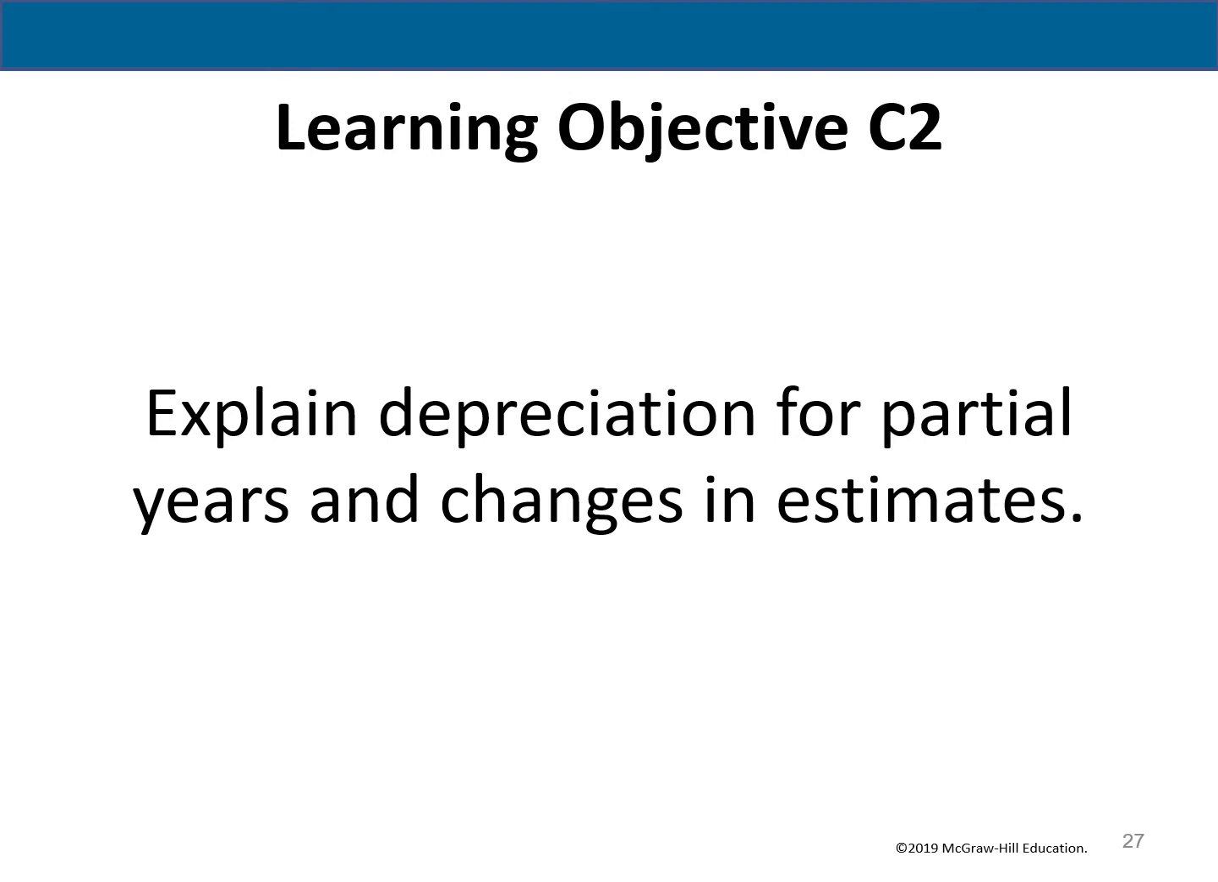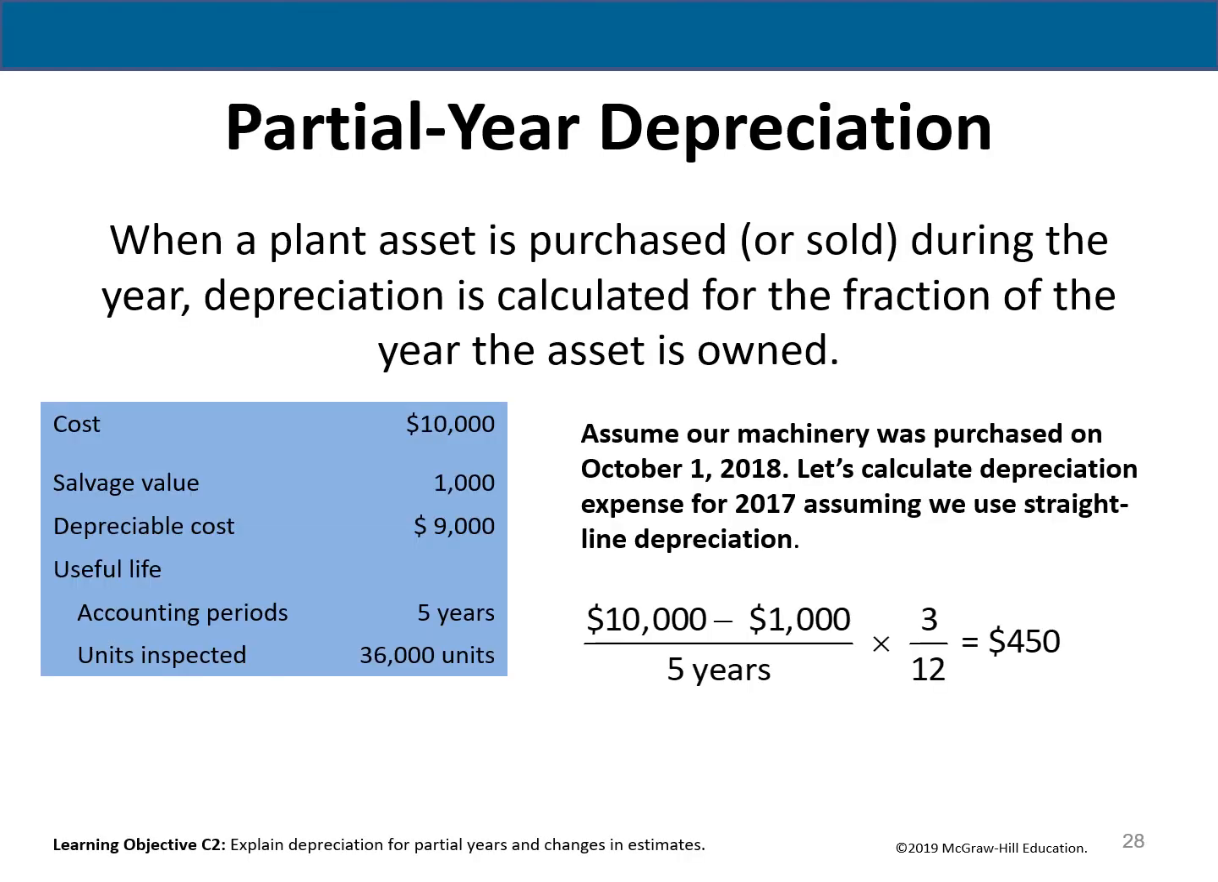Now, what happens if we have partial years? We assumed in our example when we did all of our calculations that the machinery was purchased January 1, or in the beginning of January 2019. But that's not how assets are always purchased. When a plant asset is purchased or sold during the year, you have to calculate depreciation only for the fraction of the year the asset is owned. So you don't take 12 months of depreciation if you've only used it for 3 months.